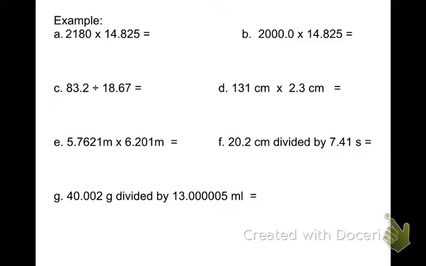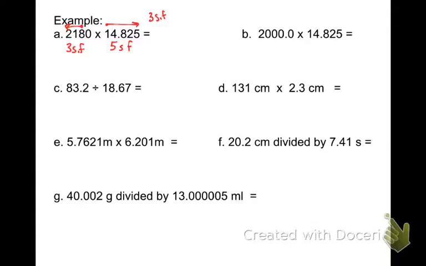So addition and subtraction, rounding to the least number of decimal places. Multiplication and division, rounding to the least number of significant figures. So let's take a look at this. We're going to try and cruise through this as quickly as we possibly can. And if we've got 2180 and 14.825. So 2180 has a total of 3 significant figures, because the decimal is absent. 14.825 has a total of 5 significant figures. So if we're rounding to the least number of significant figures, our answer must contain 3 significant figures.